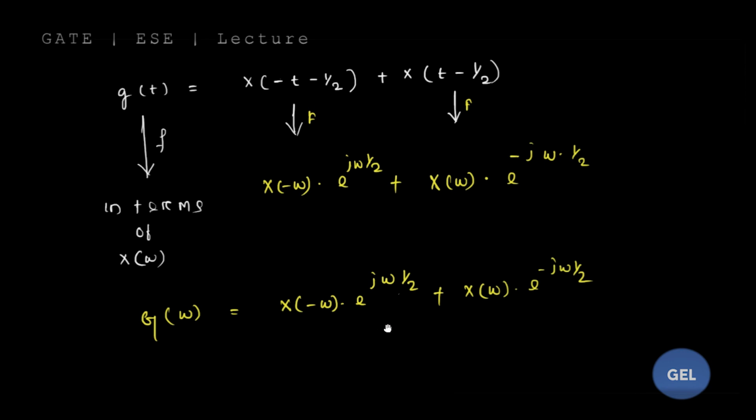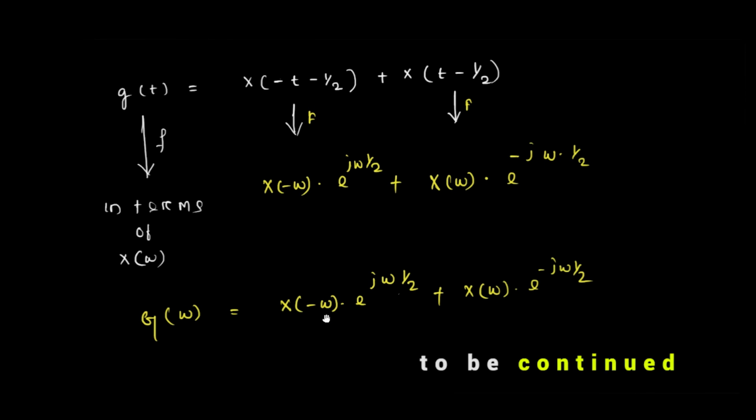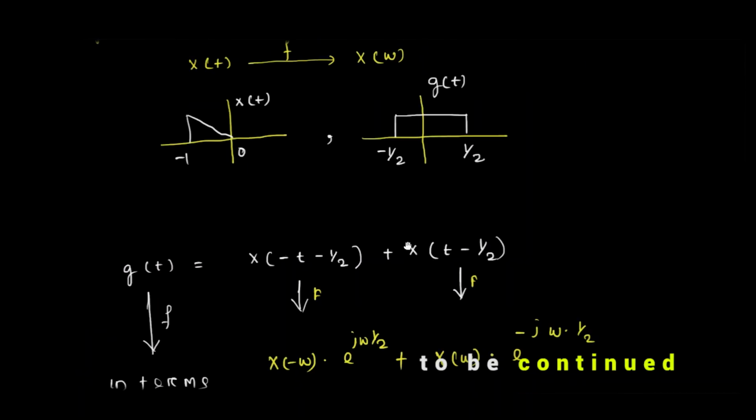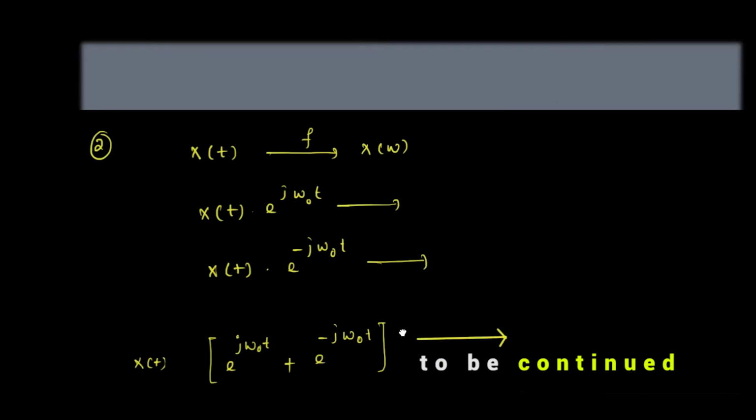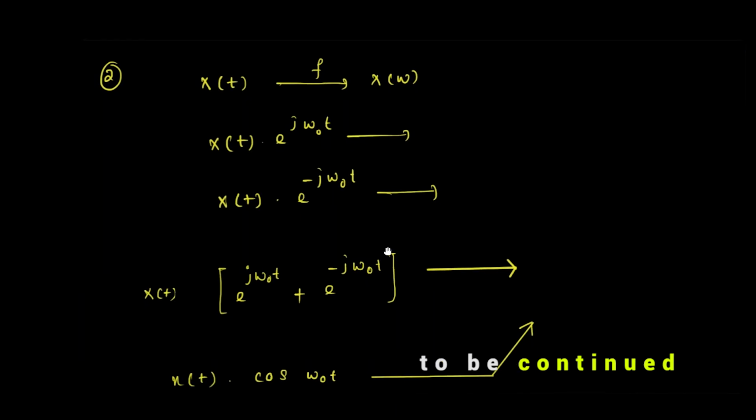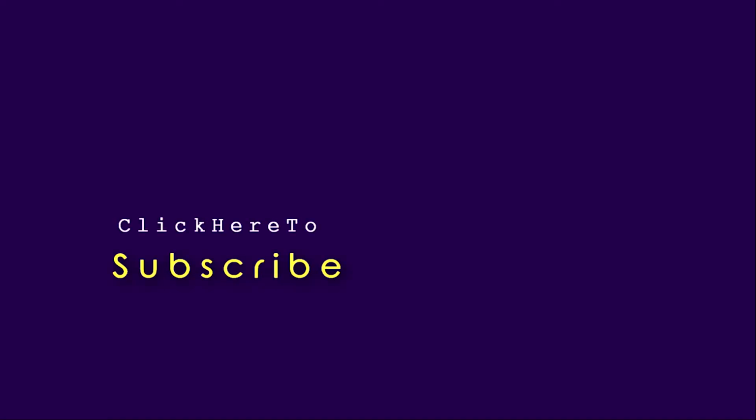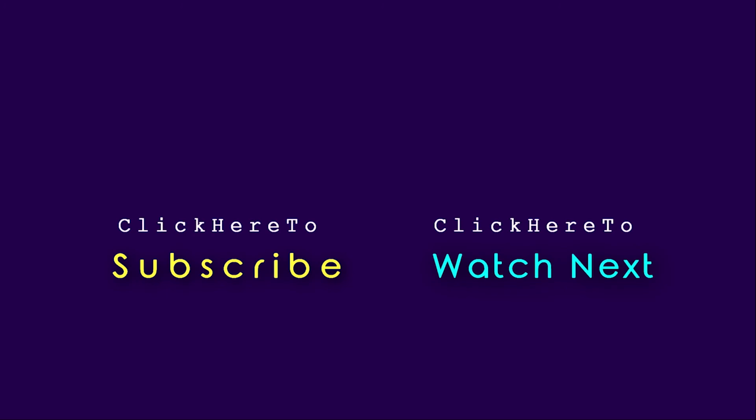This is what he asked: just find out g of omega in terms of x of omega. Now this is your answer. Okay, you got your answer. Now let's move to the next question, next kind of format. Look here carefully. We know this is a frequency shifting property. It's a very important example, a very important discussion, and I want 100% attention here, my friend.